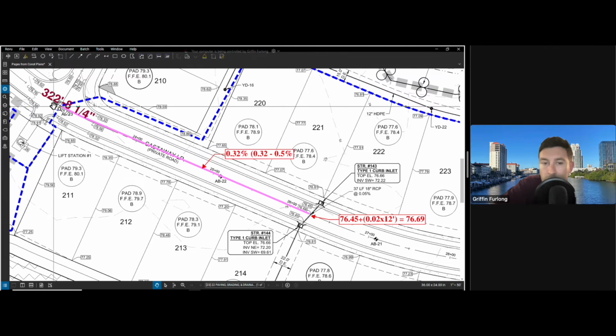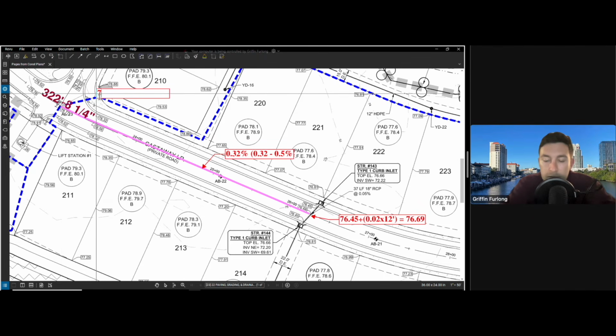So 323 times 0.0032 gives us 1.03 feet that we're going up. So if we do the 76.45 and add 1.03, we get 77.48. So we just finished grading the profile grade line from that low point up to the intersection high point.